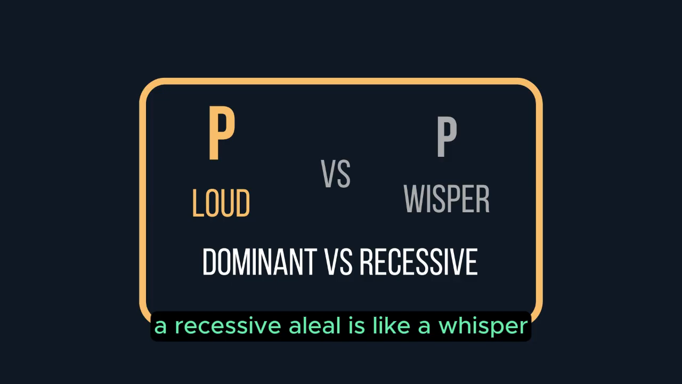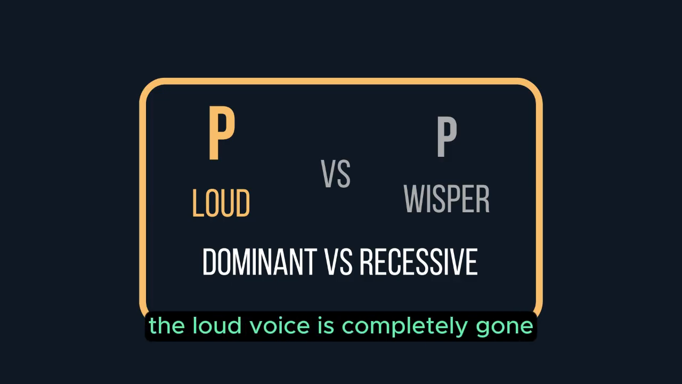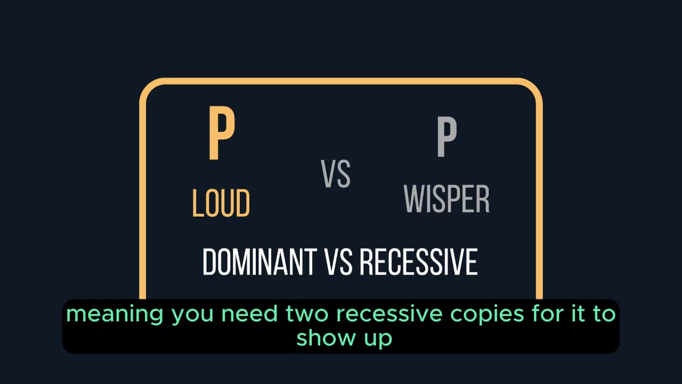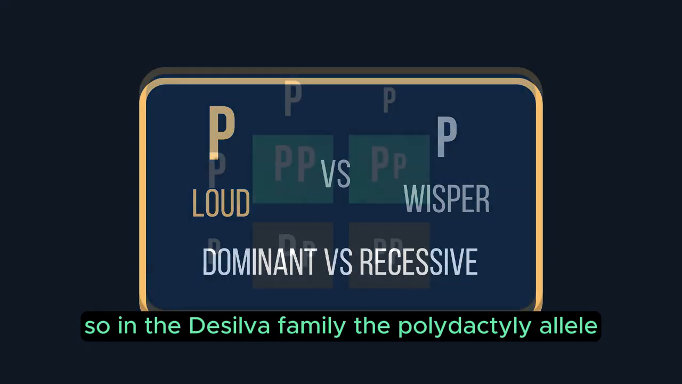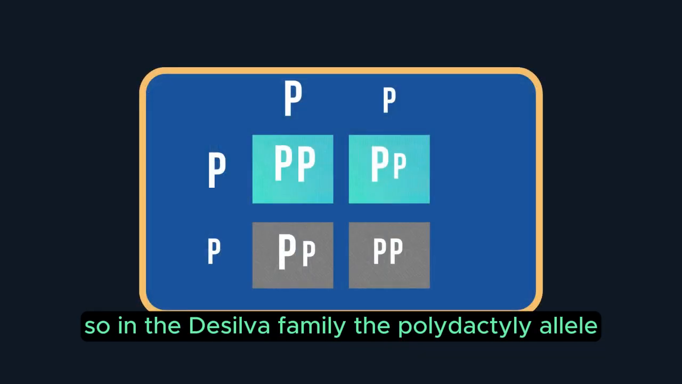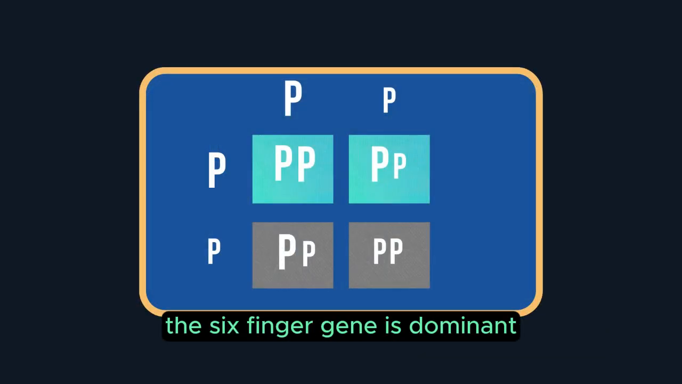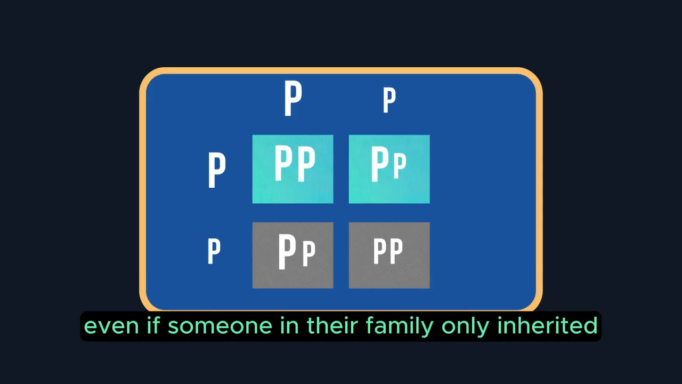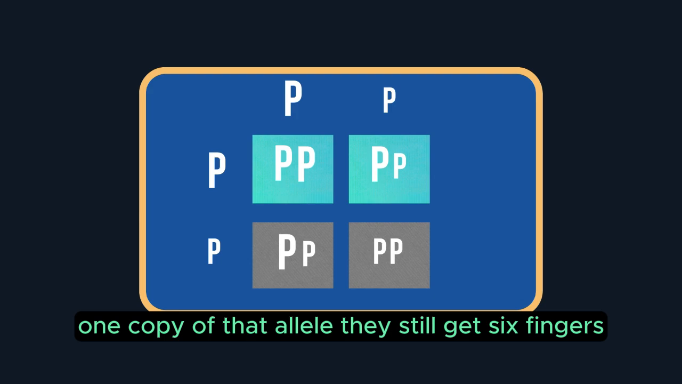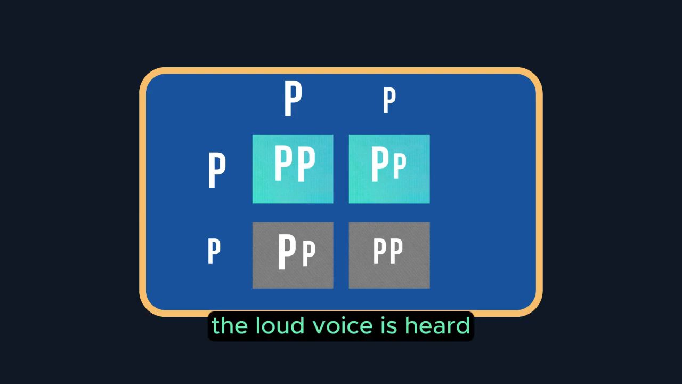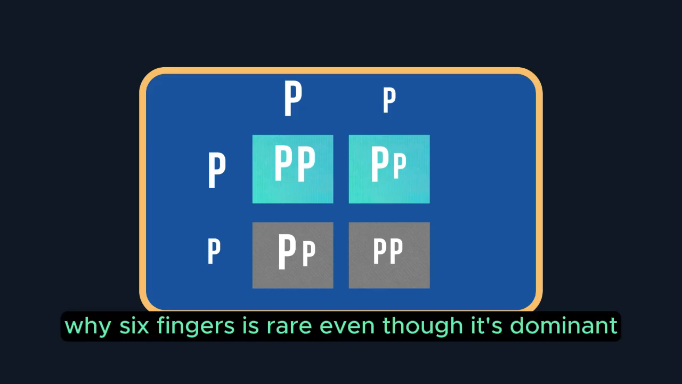A recessive allele is like a whisper. The body can only hear it when the loud voice is completely gone, meaning you need two recessive copies for it to show up. So in the De Silva family, the polydactyly allele, the six-finger gene, is dominant. That means even if someone in their family only inherited one copy of that allele, they still get six fingers. The loud voice is heard.